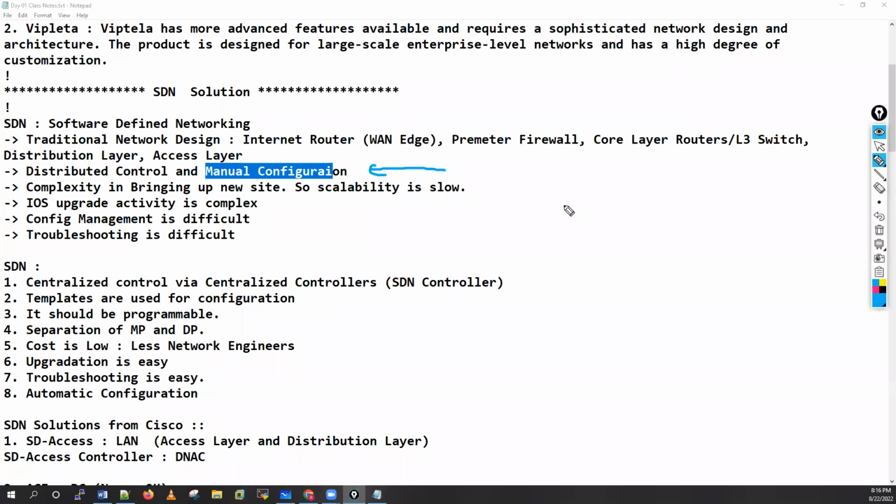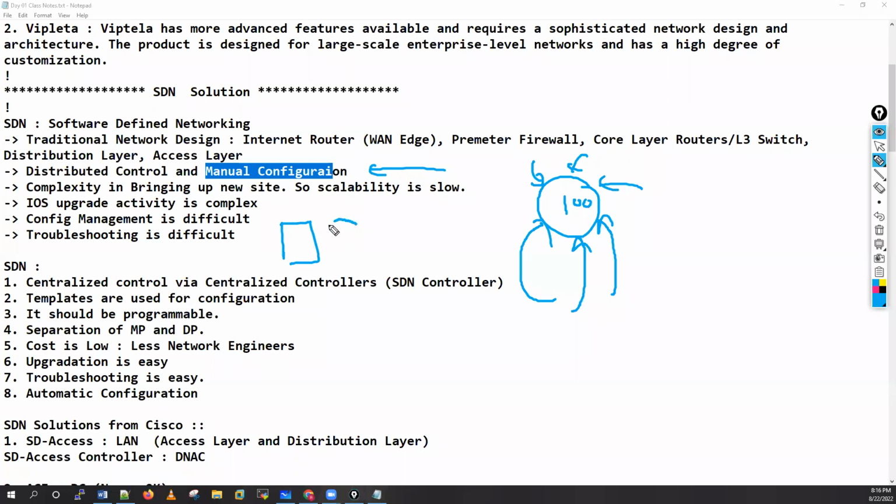Let's suppose we have 100 sites in the environment and we want to build these sites from scratch, guys. It becomes very hard to do the configuration of each and every site, right? But if you have one place where you can create a common configuration template and push it to all these sites, you can build these sites in a very limited time. So the SDN solution basically solves the problem of scalability.